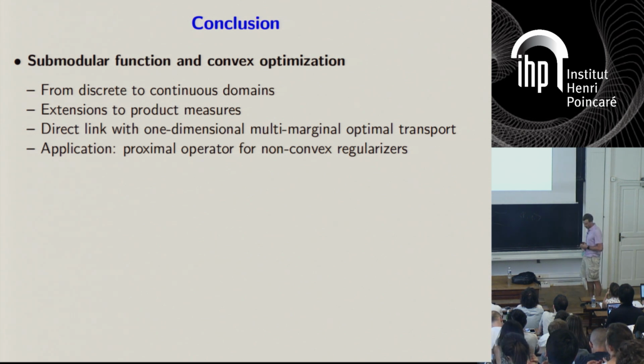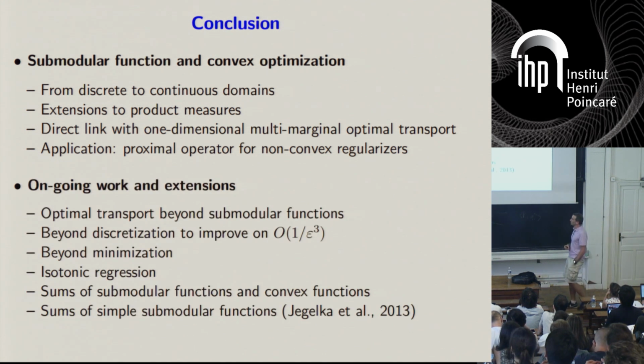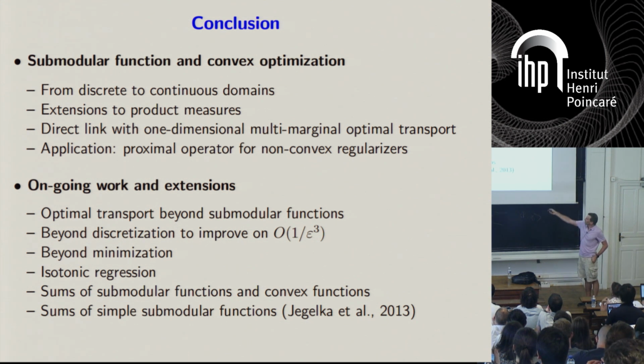I've shown some simple applications to compute the proximal operator for a non-convex regularizer, but there are also other ones. So in terms of ongoing work, there are a lot of things to be done. First, can this be used as optimal transport link beyond submodularity? This is something where I've been unsuccessful so far, but I think it is interesting. Trying to improve on this epsilon cube.